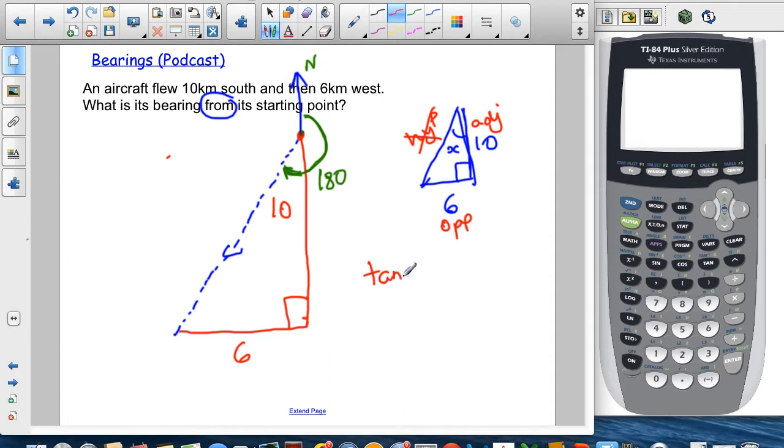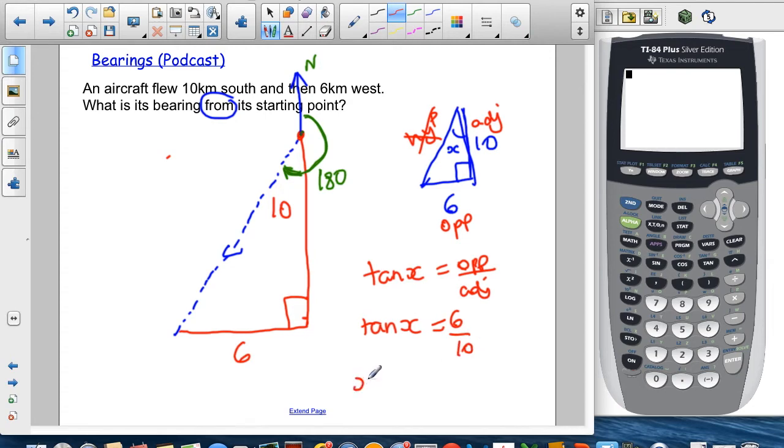So tan x equals the opposite over adjacent. Do you always write the formula first? Always, yep. Set it up, opposite over adjacent, and then we'll do some substitution. So tan x equals, the opposite is 6, the adjacent is 10.